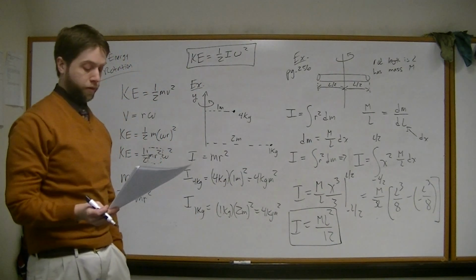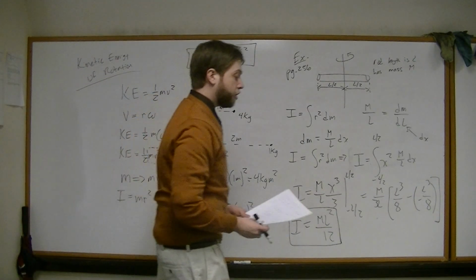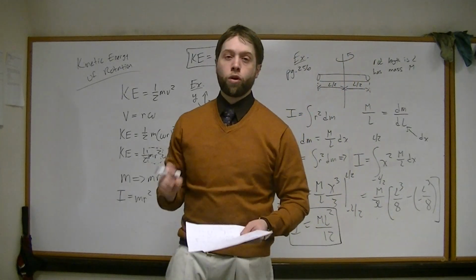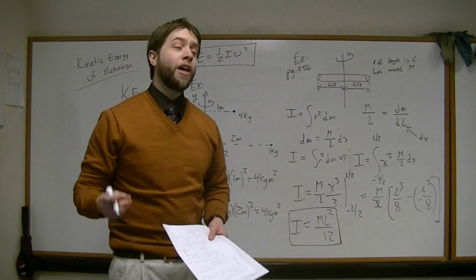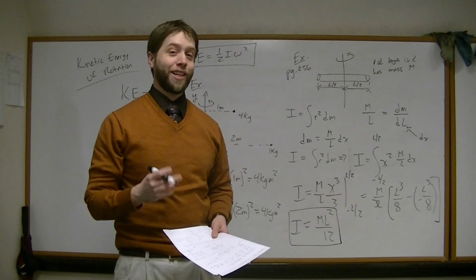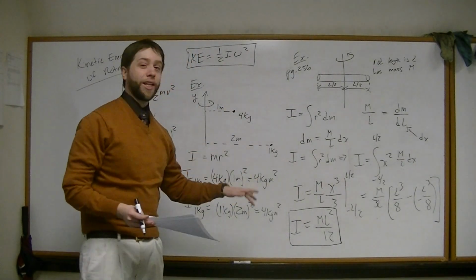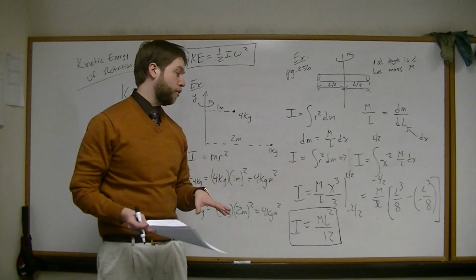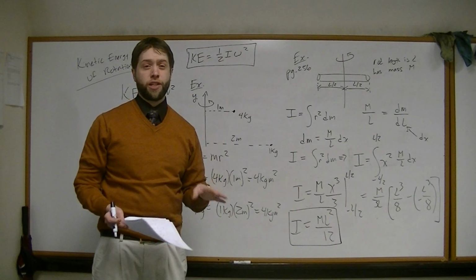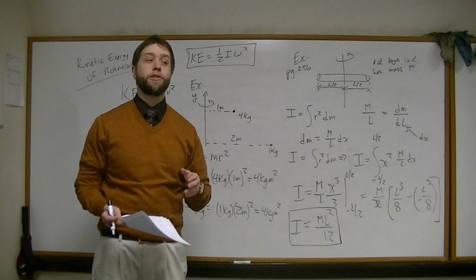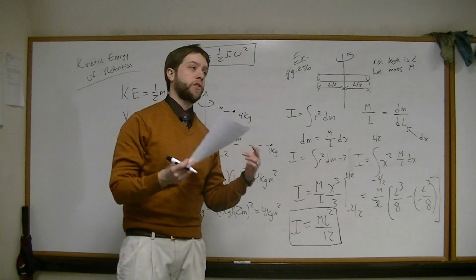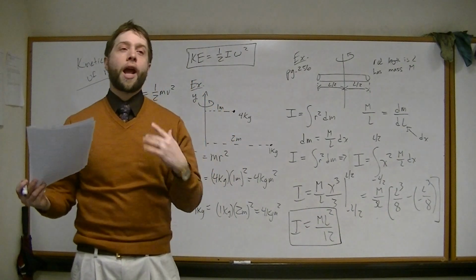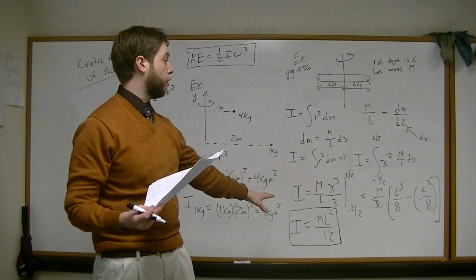mL squared over 12. Guys, don't worry too much about the integration here, okay? I know it's a little complicated, but there are a lot of tricks that we're going to learn in the next video to avoid this. And if you look inside your book, you're going to see a table in Chapter 10 that shows you a bunch of different rotational inertias for different types of objects: spheres, hoops, rods at different ends. You don't have to worry so much about memorizing how to solve one of these.